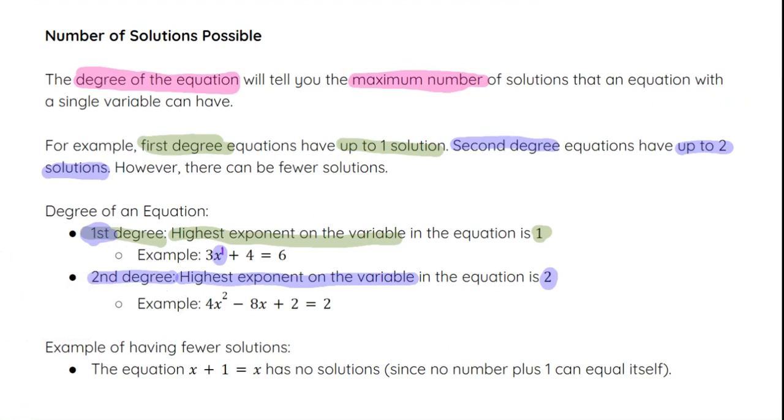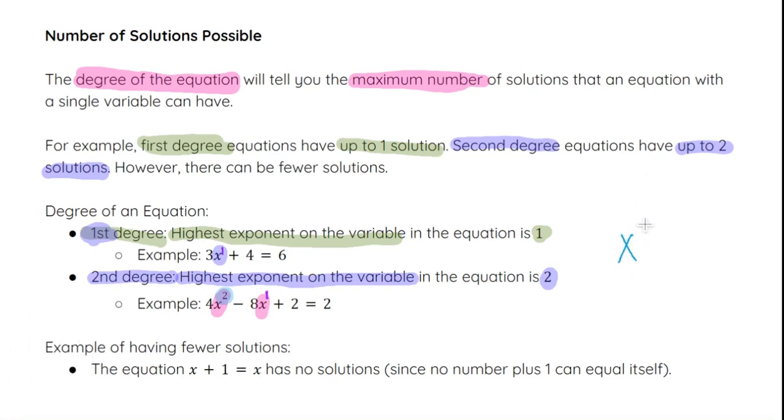Now, with the second degree example I give you, we see that we have an x squared and an x, but the reason we know this is a second degree and not a first degree is because the highest exponent is a 2. This other x has a 1 there, so that would not be the highest. So x squared is going to tell us that this is a second degree polynomial or second degree equation.